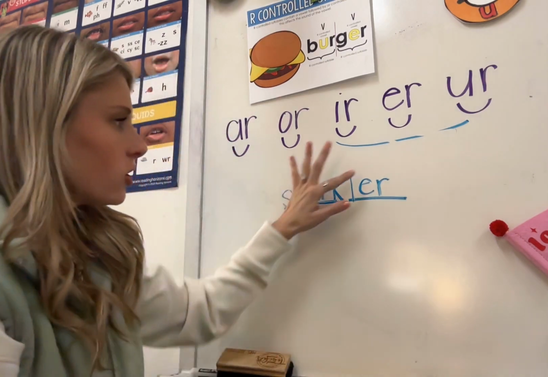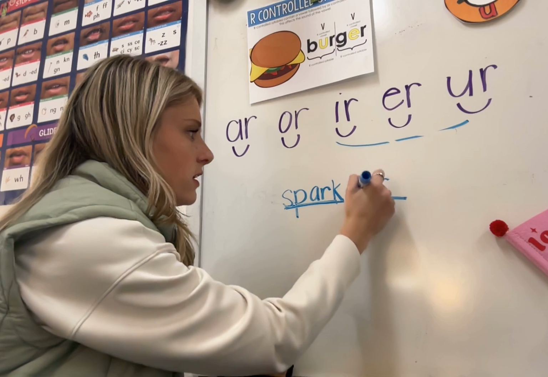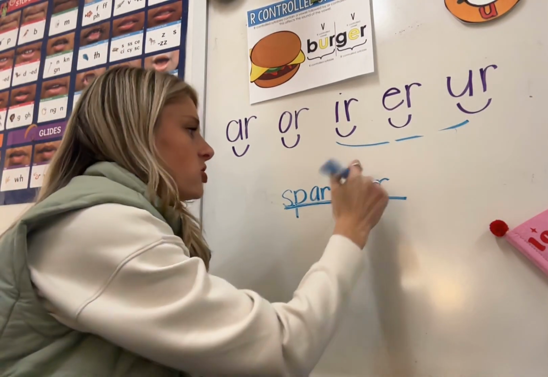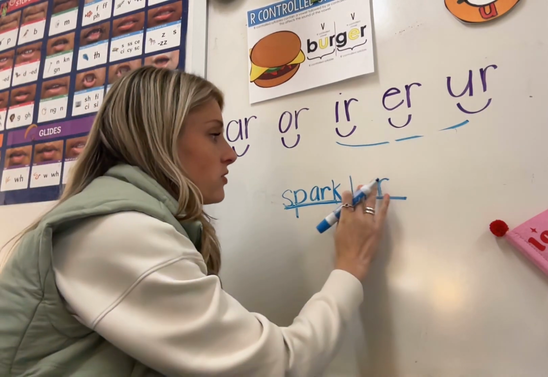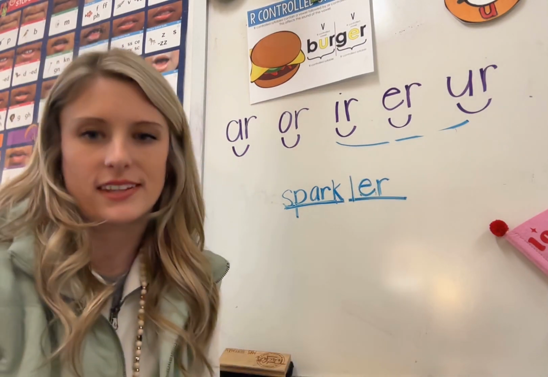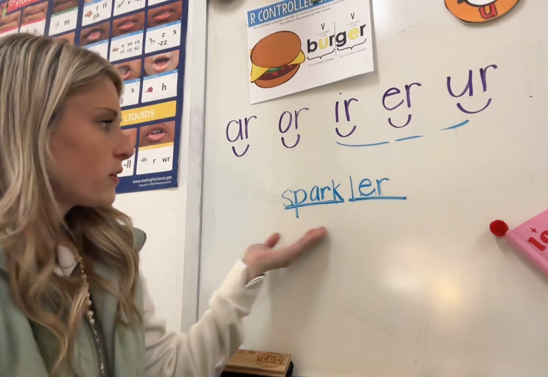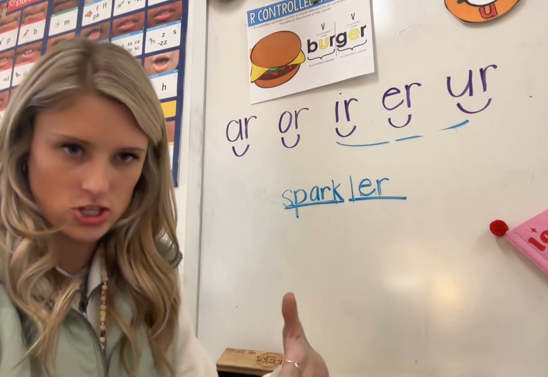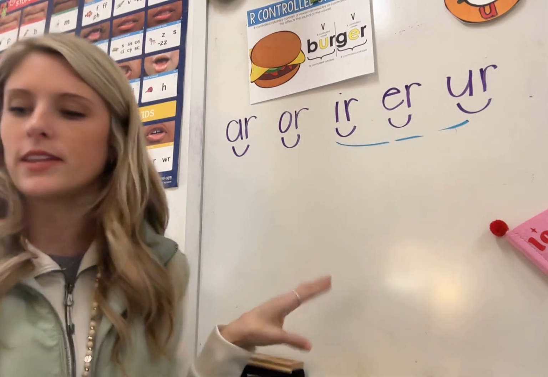But if I wasn't sure, I could always just play around with my letters, and I could try IR, because that does say sparkler, but it doesn't look right. I could try UR, it says sparkler, but it doesn't look right. So now I'm going to try ER. And I know that one's correct. ER is most common at the end of a word anyways. And so I kind of already knew that one. So here we go. I stretched out and I spelled sparkler. I did syllable by syllable, and then within the syllables, I stretched through my sounds and listened to what R controlled vowel I heard. Okay, let's do one that's a little bit harder.